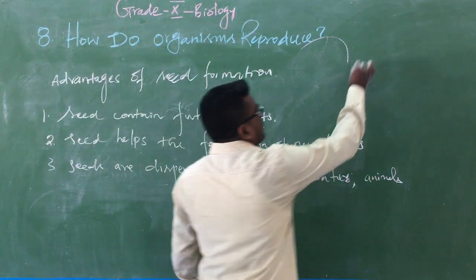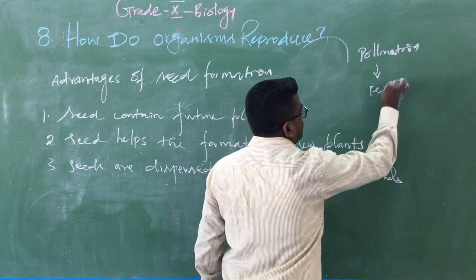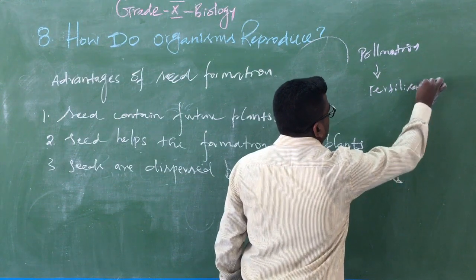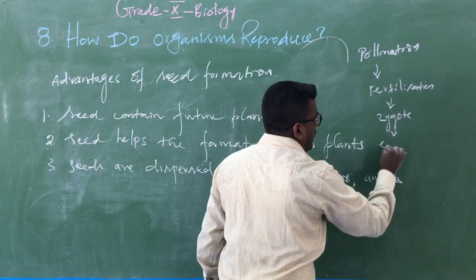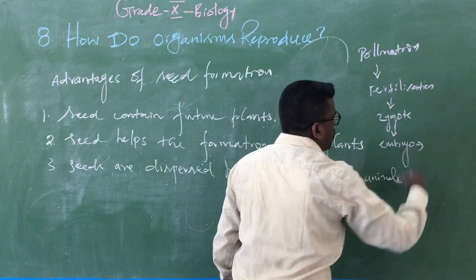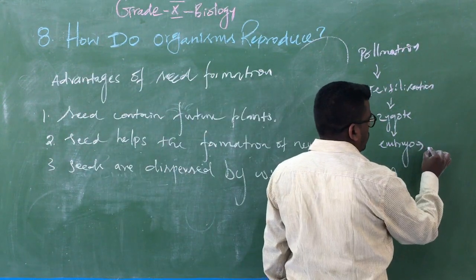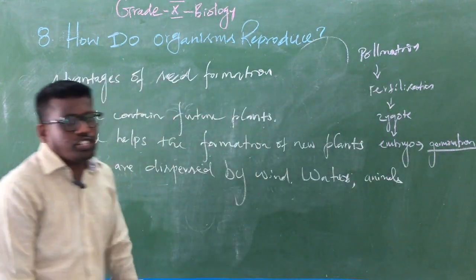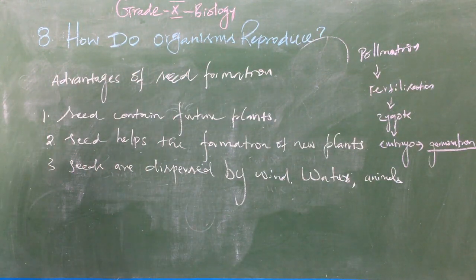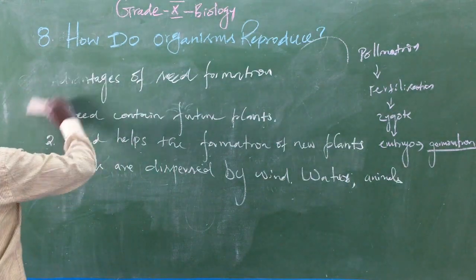Finally, pollination occurs, fertilization occurs, the zygote forms and finally the embryo forms. The embryo develops into a new plant, and this growth is called germination. Up to this, reproduction in plants is over.